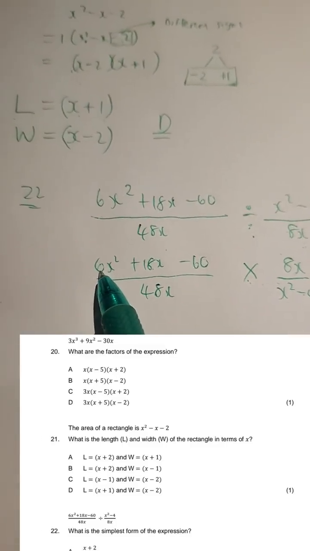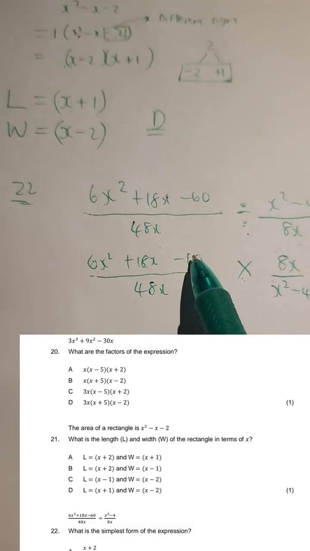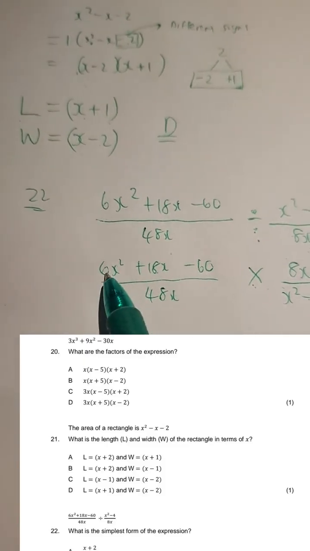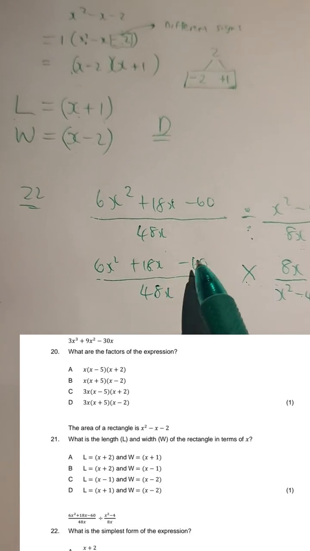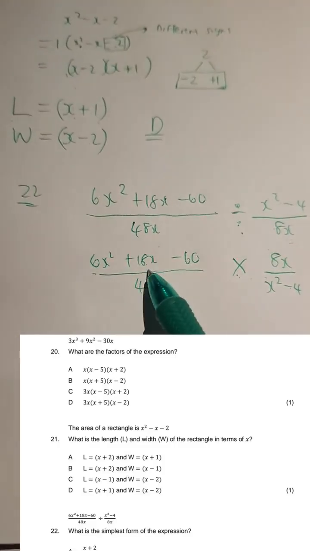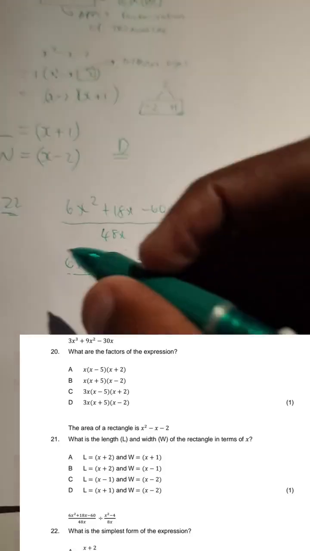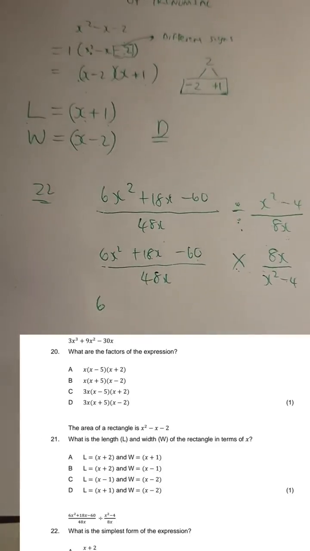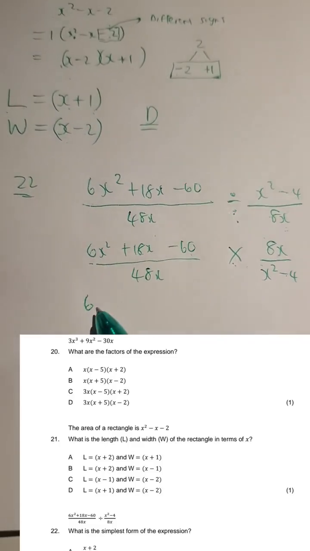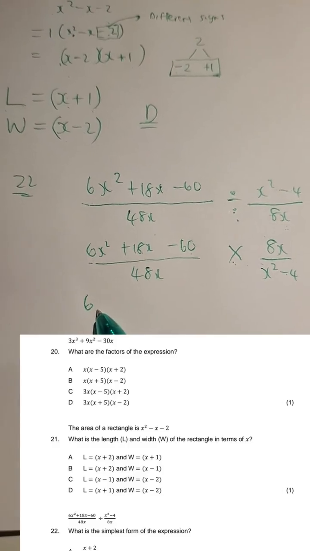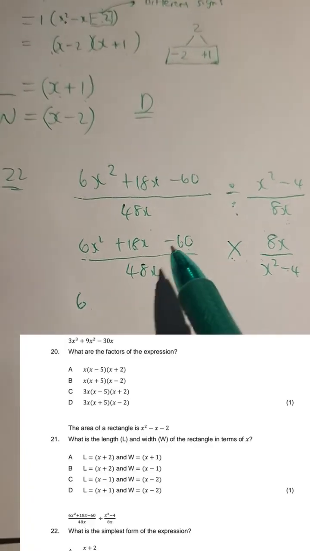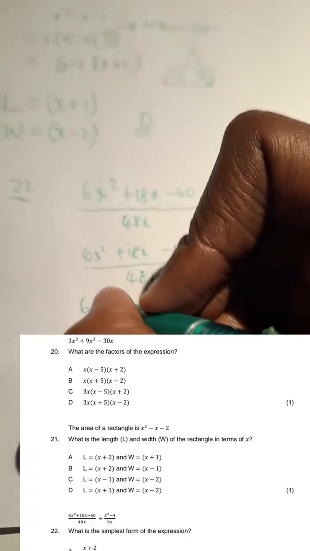If we look at the first term, we have 6. Second term, we have 18. Negative 60 is our last term. There's something that is common between these three terms. And what is that? The common factor between 6x squared, 18x, and negative 60 is 6. So we take out positive 6 as the highest common factor. Between our variable x squared, x, x is not common, so we don't take out x. Then we open a bracket.